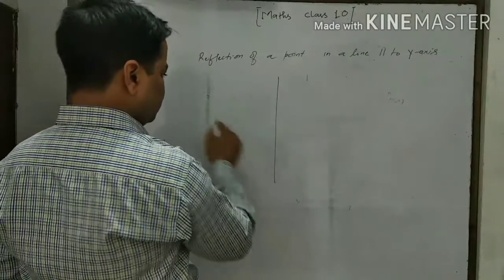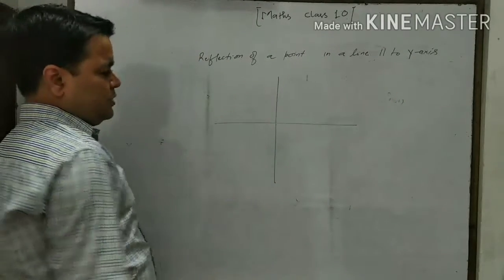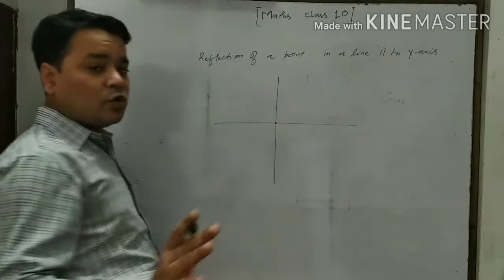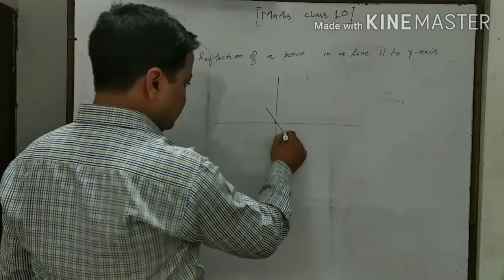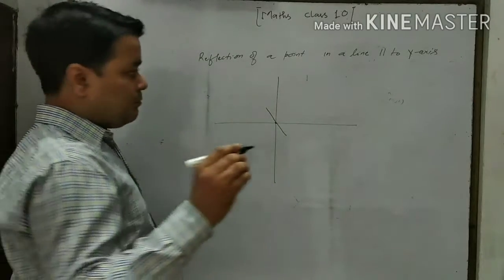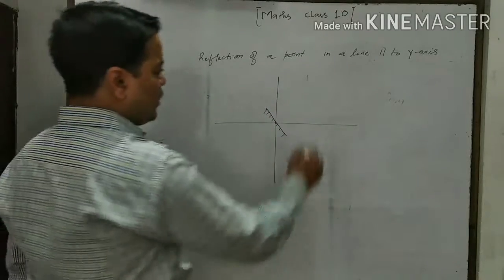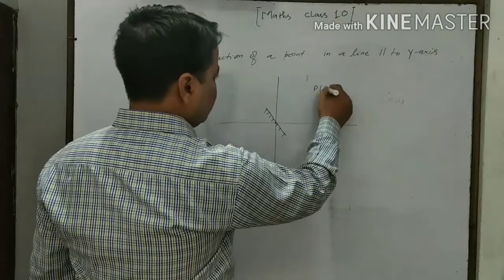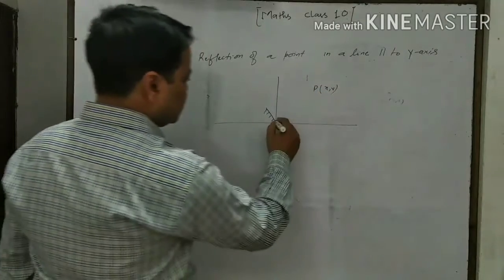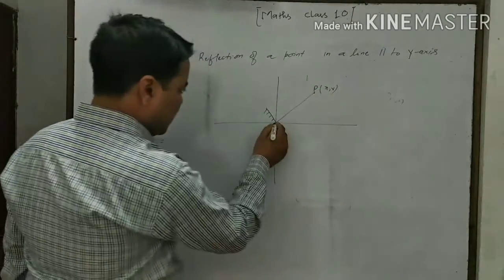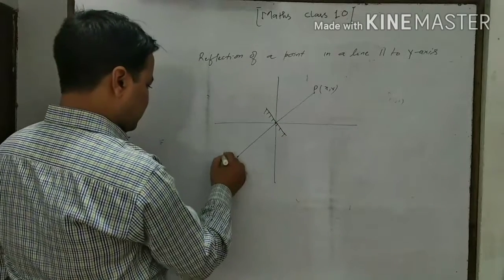Let this here be the origin. Origin means the mirror is here. If we have any point P here, whose coordinate is (x, y), then the distance of the image from the origin will be the same as the distance of the point.